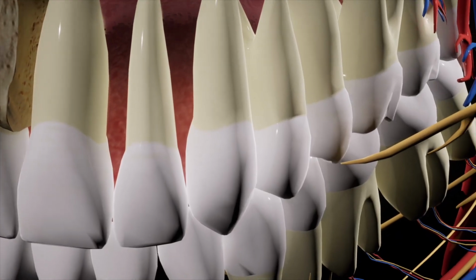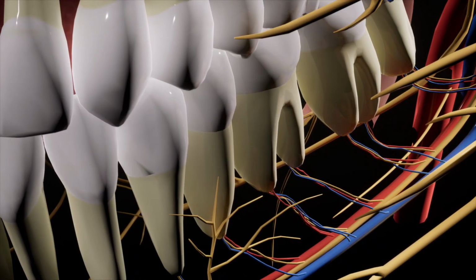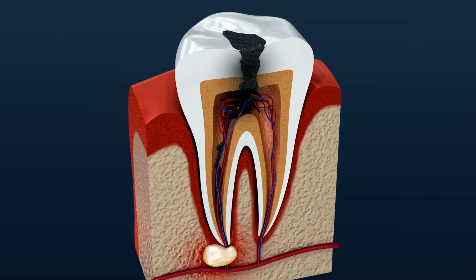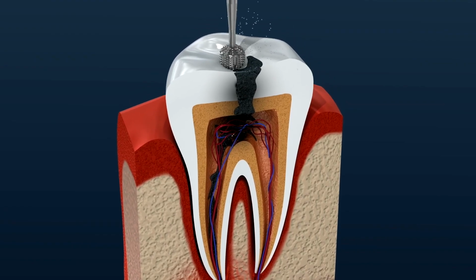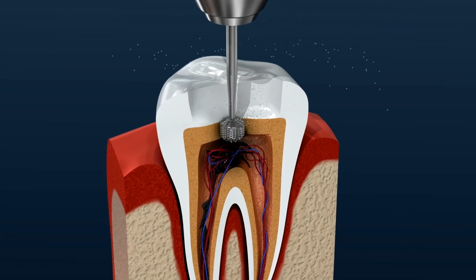The approach depends on the severity of the decay. In the early stages, fluoride treatments can help remineralize the enamel and reverse the damage. Fluoride can be applied as a varnish, gel, or foam by your dentist, or you can use fluoride toothpaste and mouthwash at home.